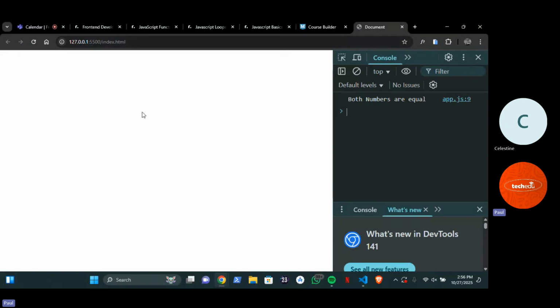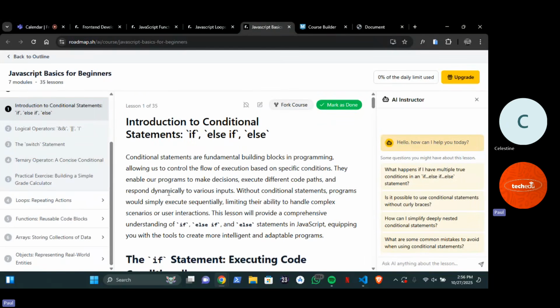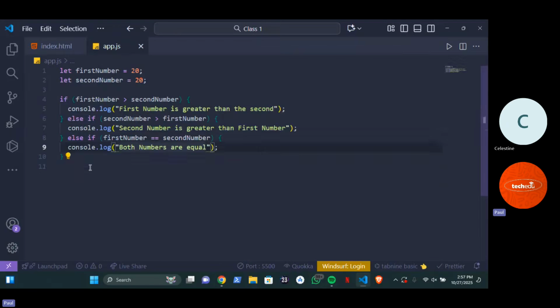Now you might be wondering, we've done if and else if, what is now else? Else is just like a default statement that says if every one of your conditions is false, just go back to the default setting. So, for instance, if first number and second number are equal, both numbers are equal. Now imagine that I'm setting this to an empty string. Let us check what's going to happen.